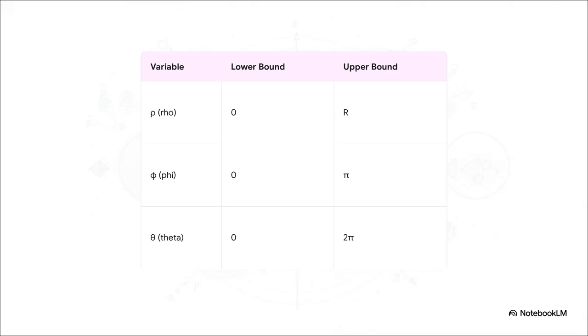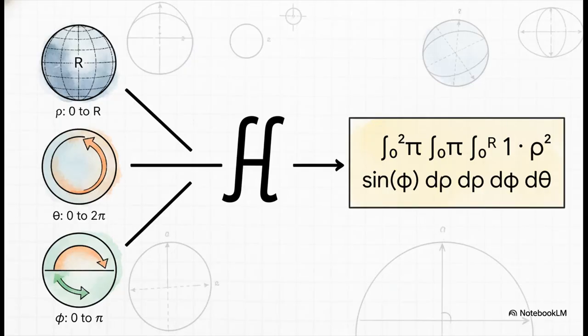Well, let's think. The distance, rho, goes from the center, 0, out to the edge, r. To cover the whole sphere top to bottom, phi has to go from the North Pole, 0, all the way to the South Pole, pi. And to go all the way around, theta has to make a full circle, 0 to 2 pi. See? It's pretty intuitive. Now we just build the integral.